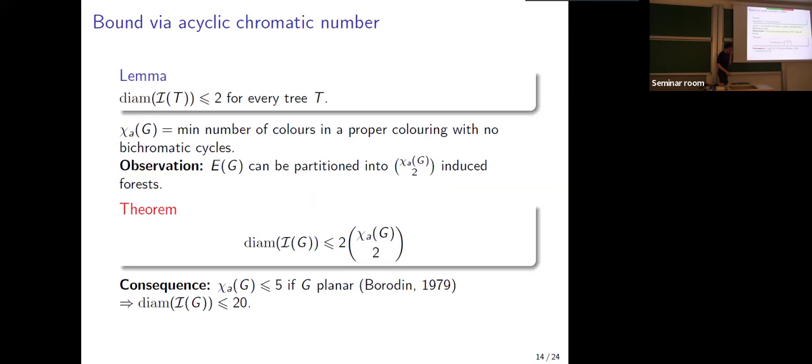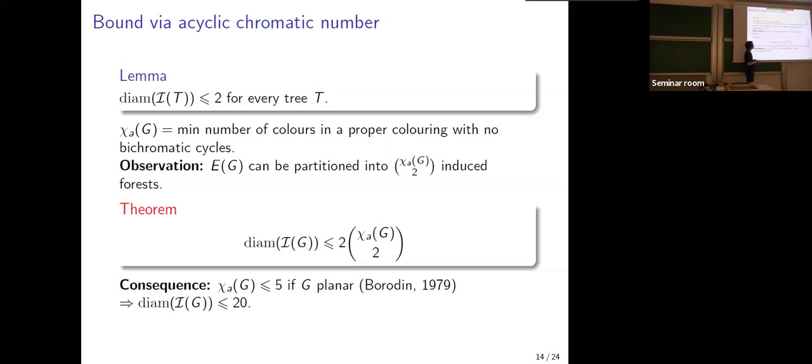Okay, so this simple lemma has a nice consequence. First, I need to define the acyclic chromatic number. The acyclic chromatic number of an undirected graph G is the minimum number of colors in a proper coloring of G, such that every cycle has at least 3 colors. Another way to say it is that the union of 2 color classes must induce a forest. So in particular, the edge set of G can be partitioned into (acyclic chromatic number of G choose 2) induced forests. Every pair of colors gives an induced forest, and this is a partition of your edge set.